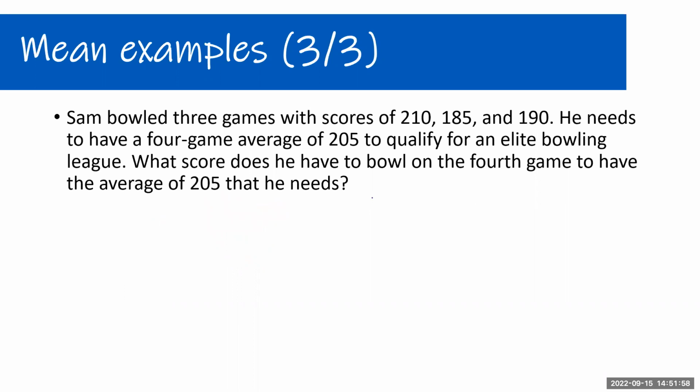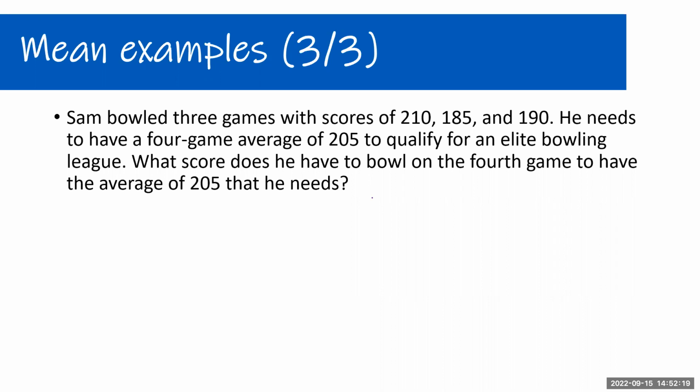Now let's talk about a little bit more of a complex example. Let's say that Sam bowled 3 games with scores of 210, 185, and 190. He needs to have a 4-game average of 205 to qualify for a league. What does he need in order to get that 205? So on that 4th game, what does he get?